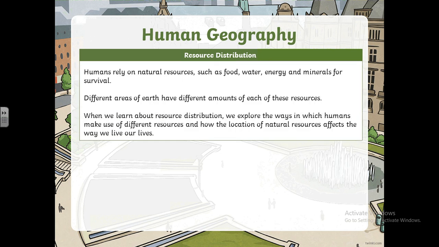Humans rely on natural resources such as food, water, energy, and minerals for survival. Different areas of Earth have different amounts of each of these resources. When we learn about resource distribution, we explore the ways in which humans make use of different resources and how the location of natural resources affects the way we live our lives. So again, not one we're going to focus massively on, but that is another strand of human geography.